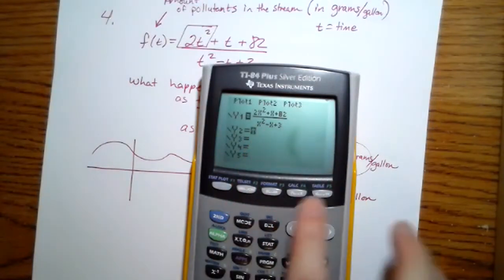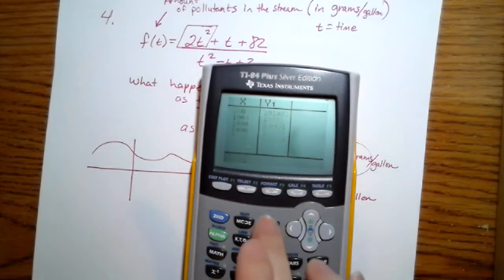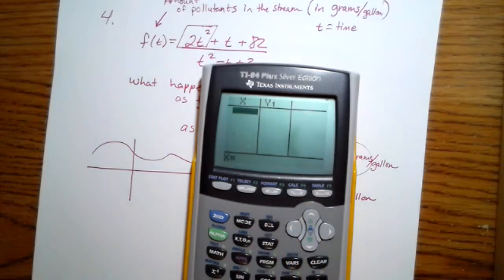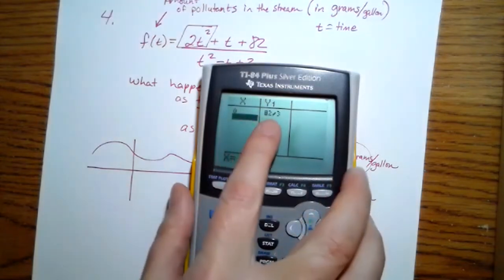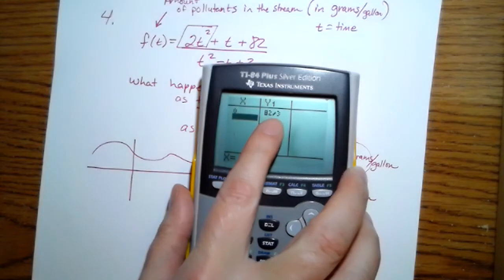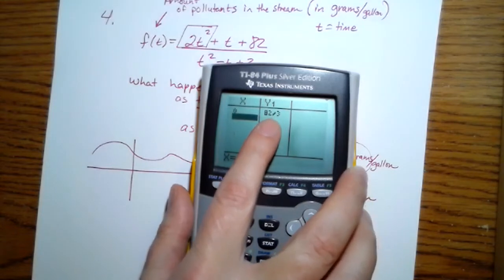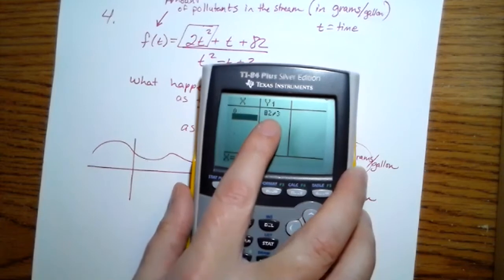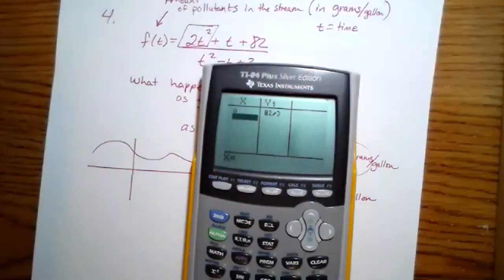Now, I'm going to go to a table. And in my table, let me delete all this stuff. I'm going to put in time 0. Okay, so x is the time here, time 0. And this tells me there's 82 thirds. You can divide that if you want. There's 82 thirds of a gram per gallon. I don't know what that is, about 27 grams per gallon, we'll say. Right at the beginning. That's right when it was dumped in. So time, it doesn't say if it's in days or years or anything. That's too bad. I'm going to say time is in days.